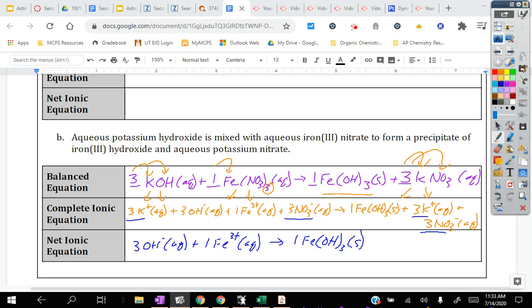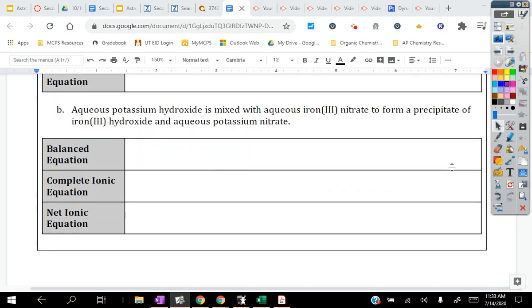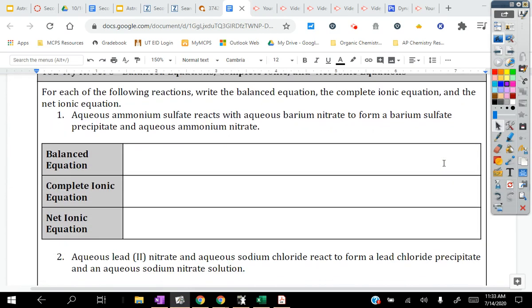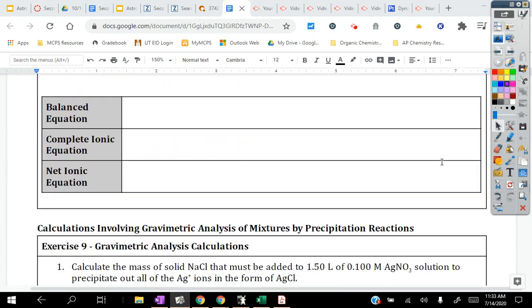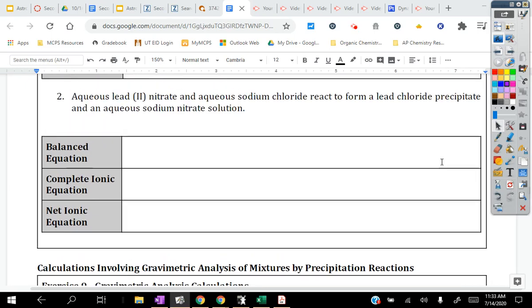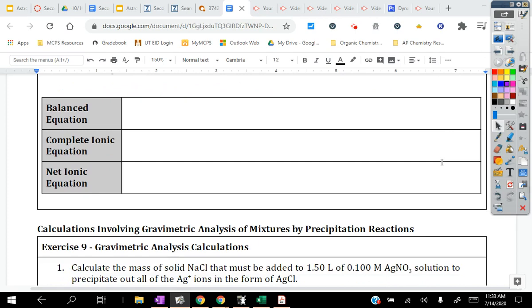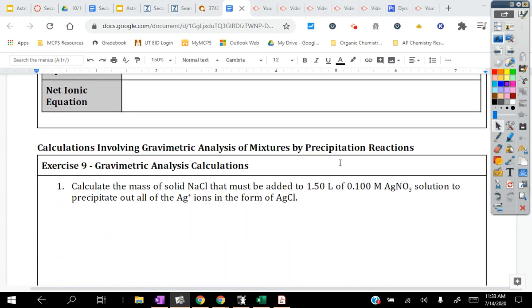Okay. Go ahead and try set 8, where you go through, and I think I have a couple of different examples here, or practice problems to work on. In our next lesson, we'll cover calculations involving gravimetric analysis of mixtures by precipitation reactions. Have a great day.